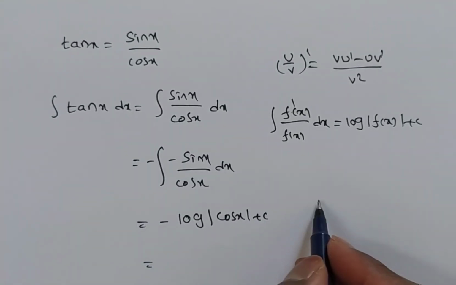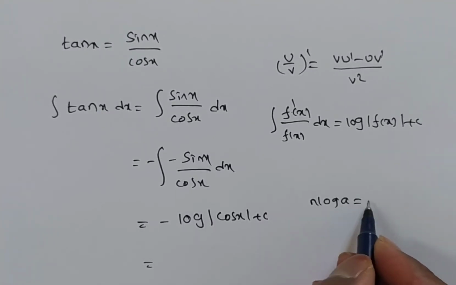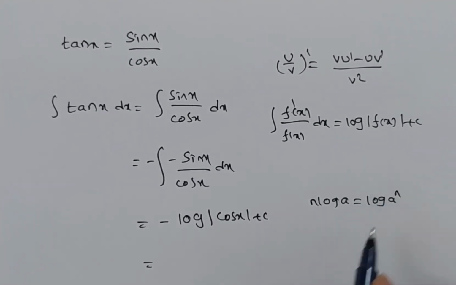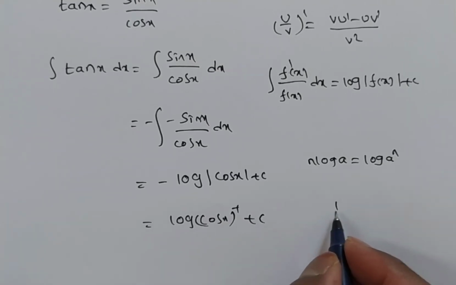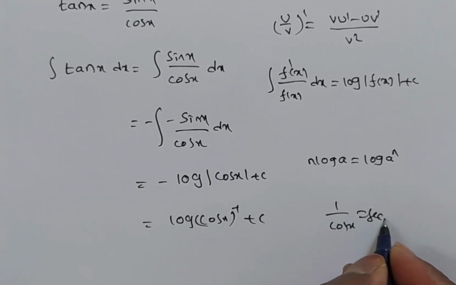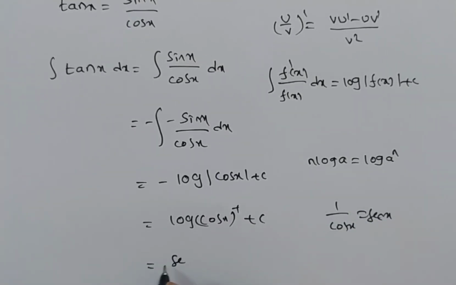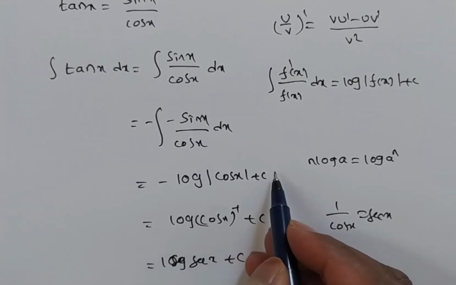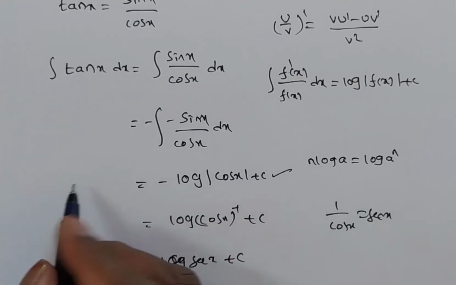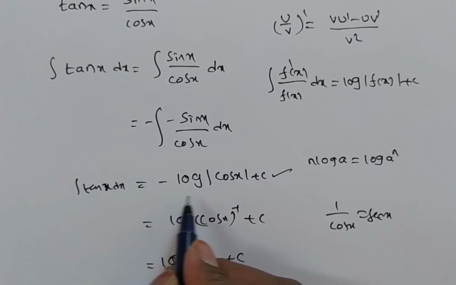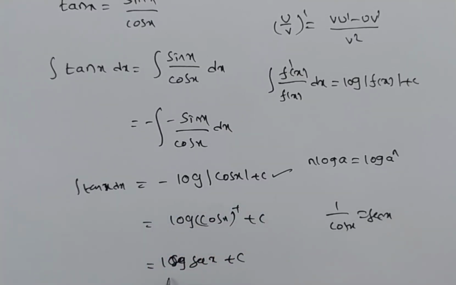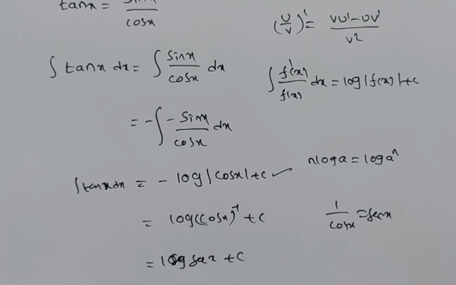So you have a formula n log a is equal to log a to the power of n. So you can write log of cos x whole inverse plus c. Log of cos x whole inverse, 1 by cos x, you can write as secant x. So this is log of secant x plus c. Friends, integral of tan x dx is equal to minus log cos x plus c or log of secant x plus c. Both you can write. Is it clear for everyone?